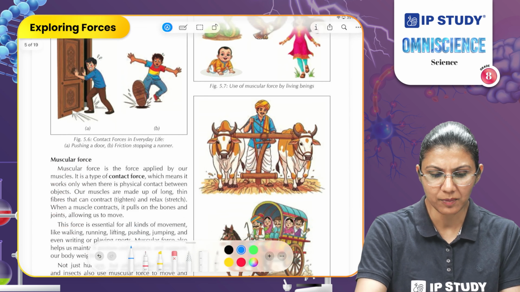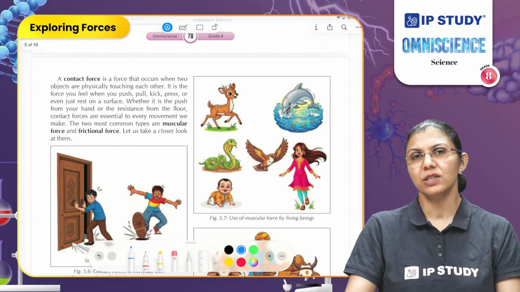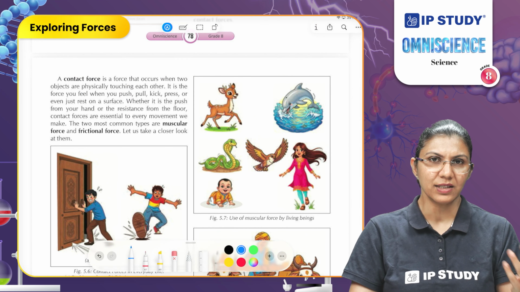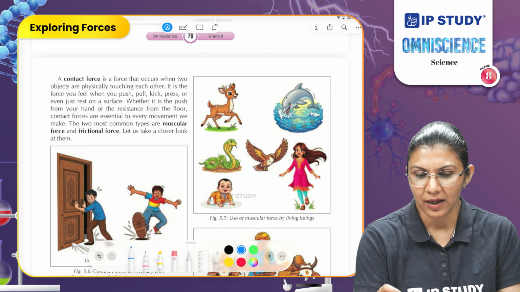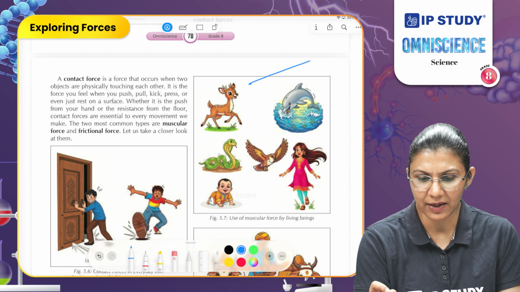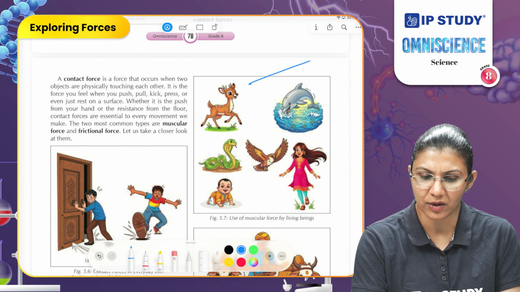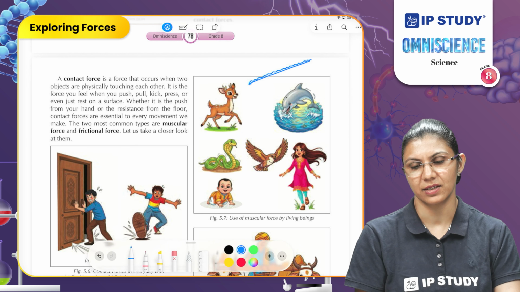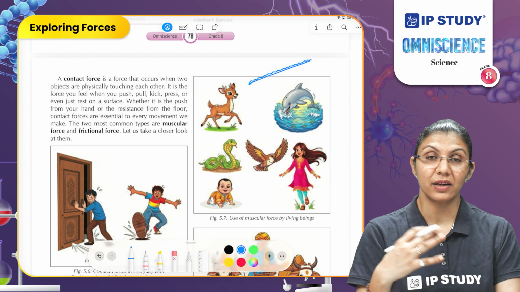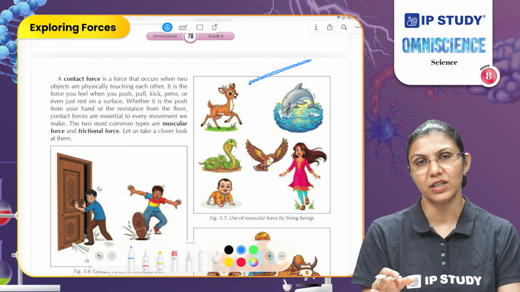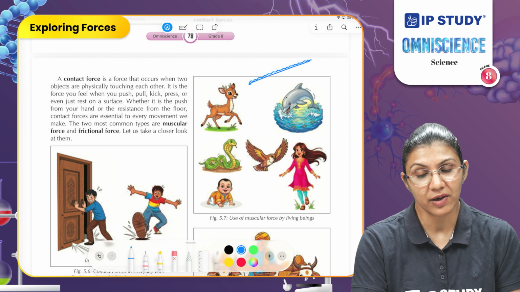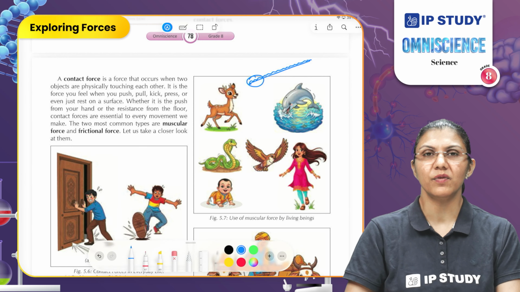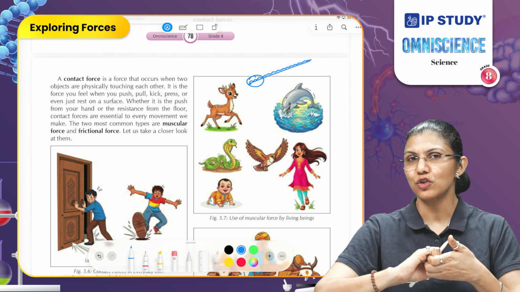What about the frictional force? When two surfaces come in contact, one surface or both surfaces can be rough or smooth. So we can say the frictional force is dependent on the irregularities between the two surfaces. If there are irregularities due to the roughness of the surface, what will happen? These irregularities will try to interlock with each other and will try to stop the motion.